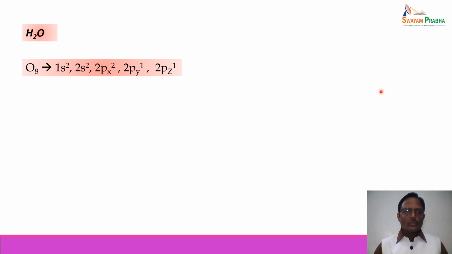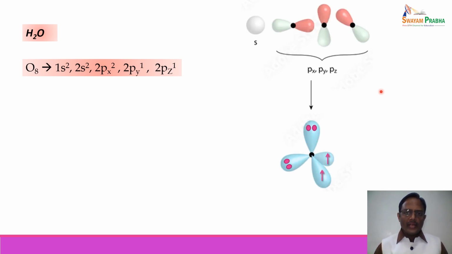One more example of sp3 hybridization is H2O molecule. In H2O molecule, the central atom is oxygen with electronic configuration 1s2, 2s2, 2px2, 2py1, 2pz1, and since 2 unpaired electrons are already there, there is no need of excitation. So there is direct hybridization of the 4 orbitals 2s, 2px, 2py and 2pz, leading to formation of 4 hybrid orbitals, but there are 6 electrons in the valence shell. So 6 electrons are to be accommodated in 4 orbitals.